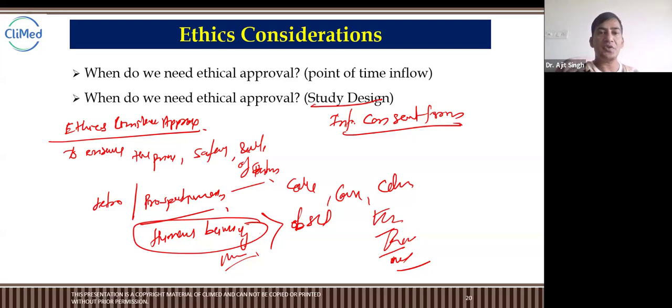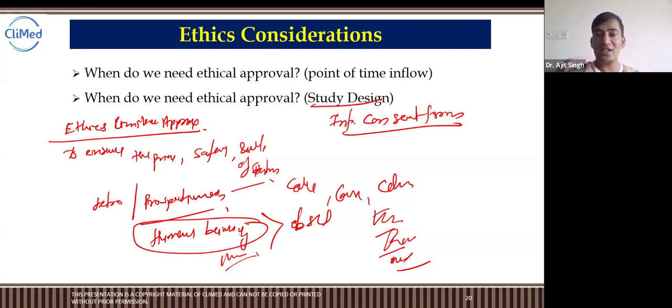Otherwise, any type of study, whether prospective, retrospective, clinical trial, observational, interventional, randomized controlled trial, 2 arms, 3 arms, 1 arm, anything, you need ethics approval because you need to ensure the safety, privacy, and well-being of the human participant.